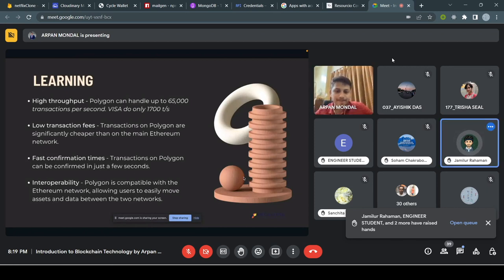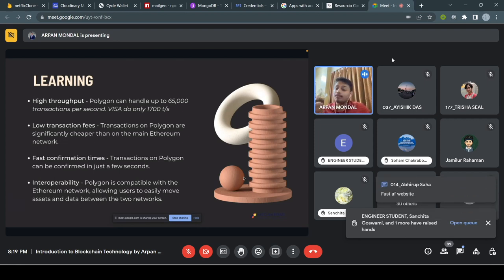Fast confirmation times. Transactions on Polygon can be confirmed in just a few seconds. So now if your interviewer asks why you are building on Polygon, the answer will be the fast confirmation time. As users, we want everything fast. We don't want to wait for anybody. Do you like a laggy website or a good responsive website? You obviously like a good responsive website, right? One that loads faster, is very easy and clean. So always, as humans, we want fast confirmation times. You can answer in that way. And the fourth point.